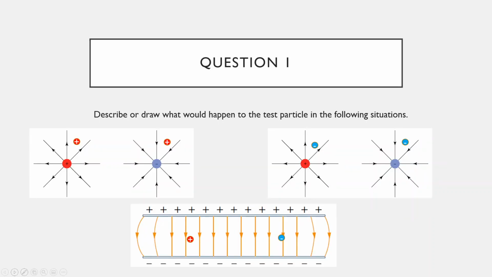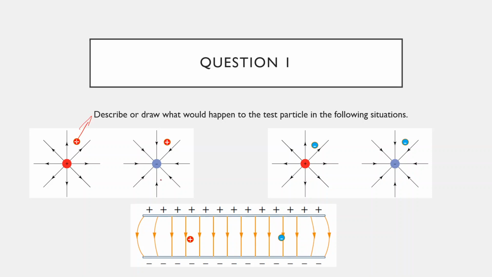Cool, so here's a question. Describe or draw what would happen to the test particle in the following situation. So the test particle is this one hanging around inside the field. Let's look at the first picture. We've got a positive charge in the middle, exerting its field outwards. If you were to place a positive test charge in that field, just like in the previous slide, we know that it would be repelled. It would follow the field lines, so it would go off that way.